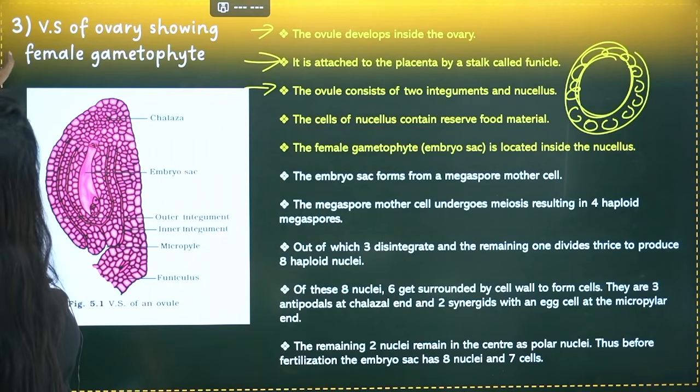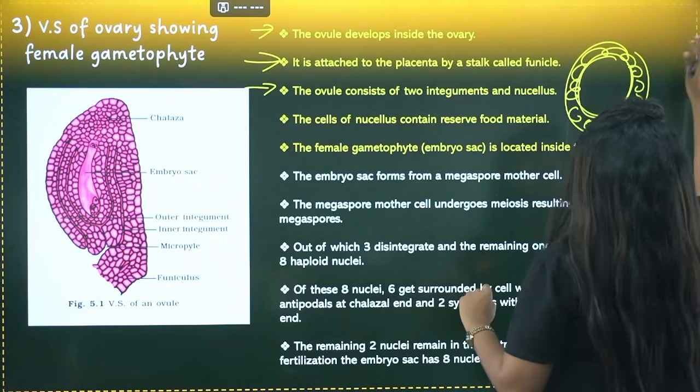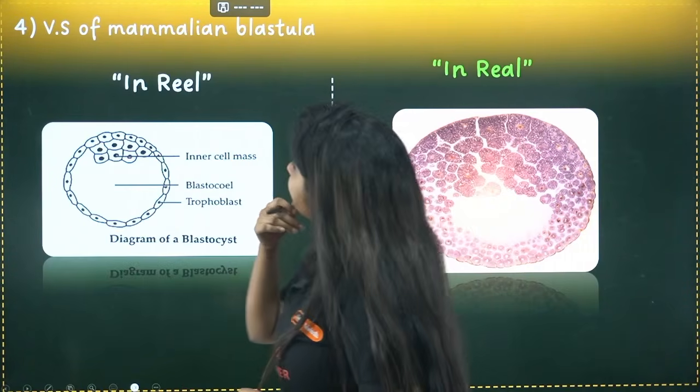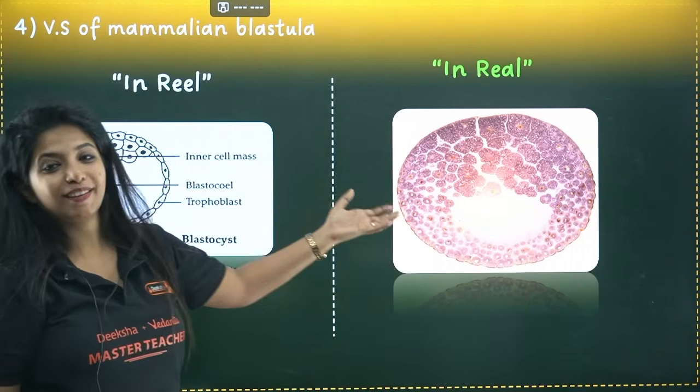Now we go ahead with the 4th one. Just give me a second. So, VS of mammalian blastula. This is the easiest. So in real, same.